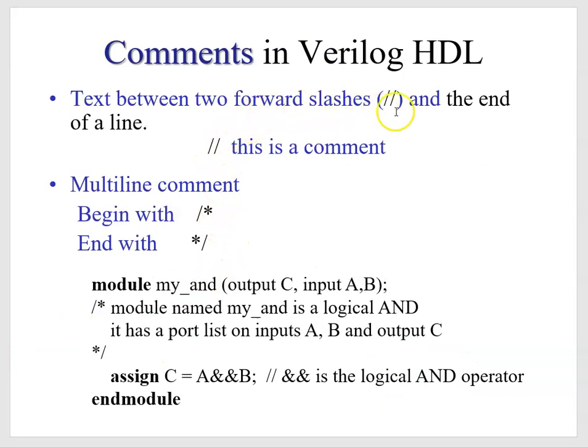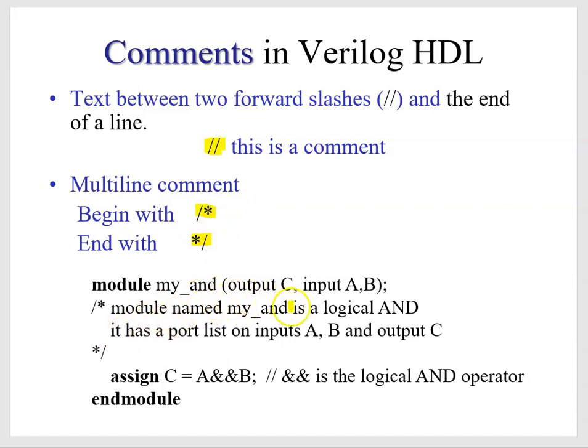Text between two forward slashes and the end of the line is a comment. So slash slash indicates that it's a comment. That's different in different languages, so you need to remember that. If you want a multi-line comment, you have to do slash asterisk on one line, and it will end with asterisk slash. And here is an example.